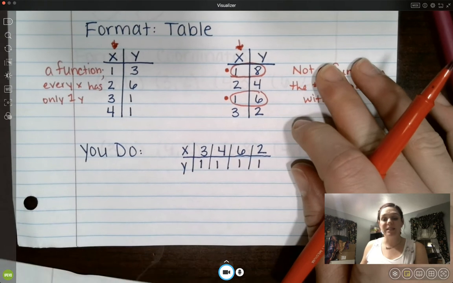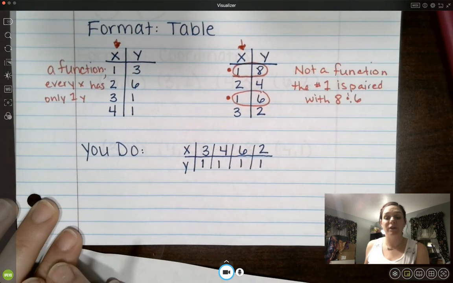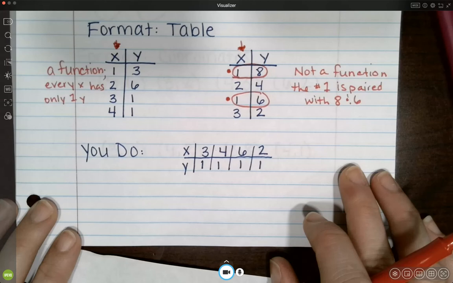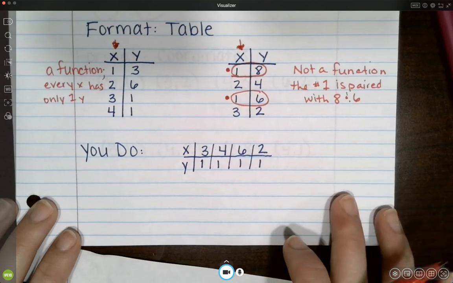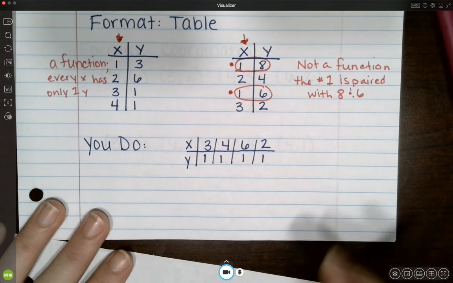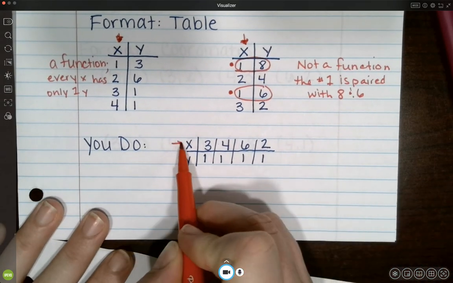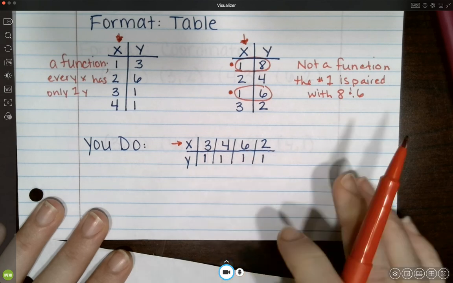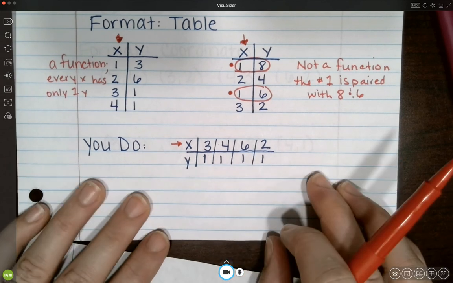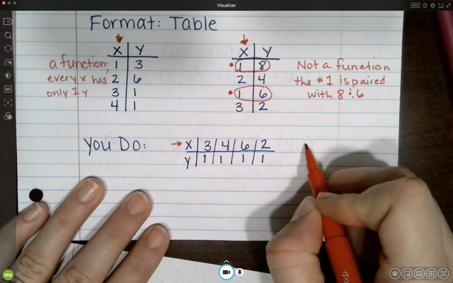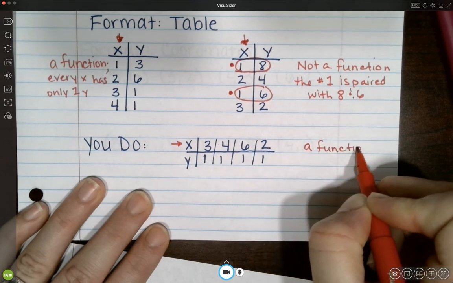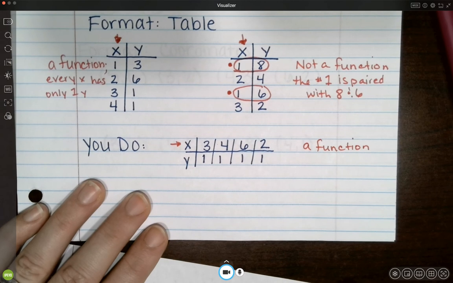Let's go ahead and try one yourself. Go ahead and pause the video. If you need more time making a declaration, please pause it longer. So remember, the first thing I do is I look in the X column. I have 3, 4, 6, 8, and 2, sorry. There is nothing that conflicts, so this is a function. Every input has only one output.